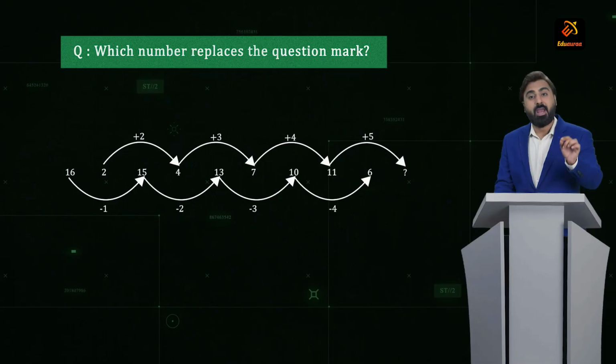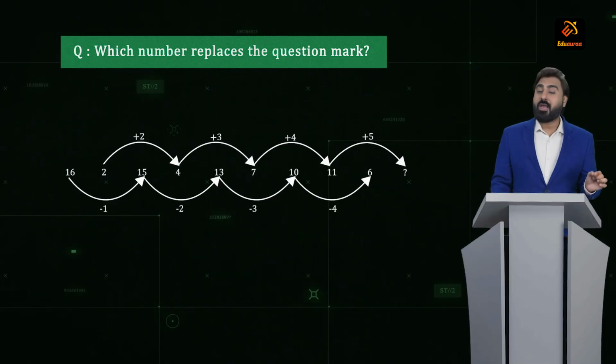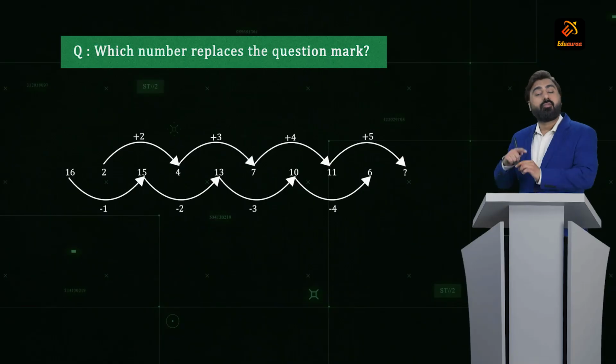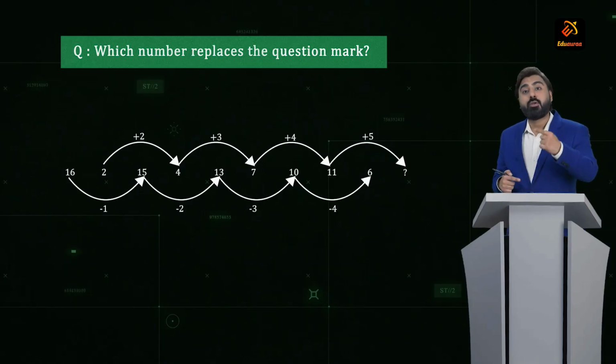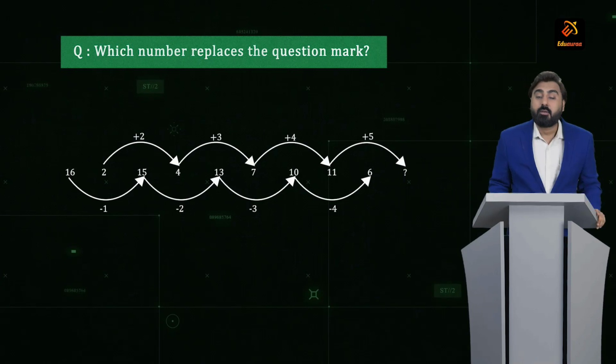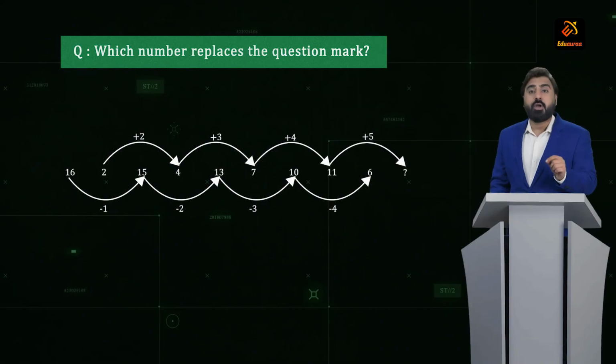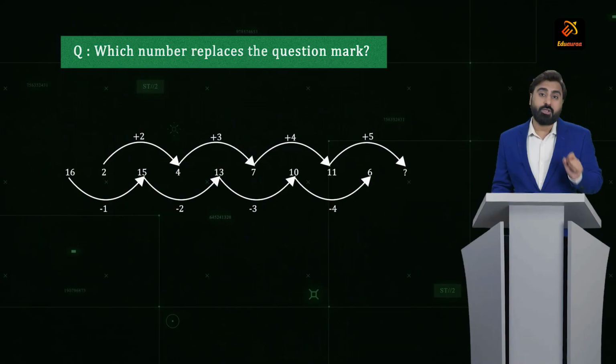So if we add 5 to 11, we get the number 16, because what is the logic used? 2, 3, 4, 5 are added respectively to the even alternate numbers. When I say even alternate numbers, it doesn't really mean the number, it means the even alternate position.